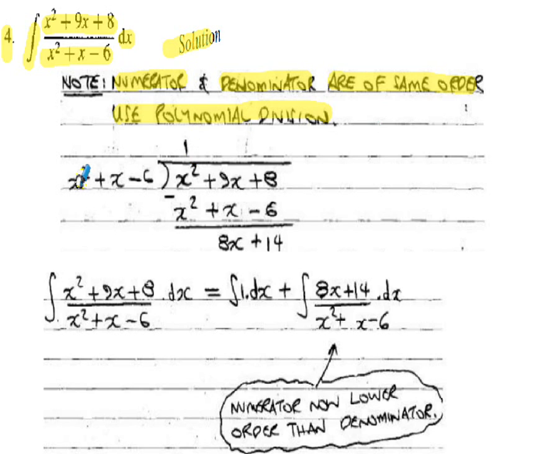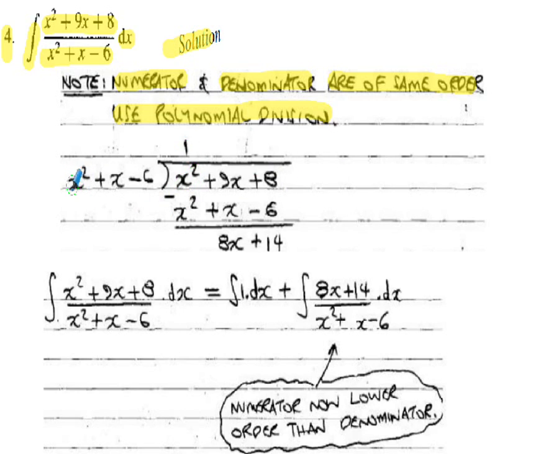So to do this, we simply divide the x squared plus 9x plus 8, that's the numerator, by the denominator, the x squared plus x minus 6. So we start this by saying how many times does x squared divide into the x squared? That goes 1 in this particular case.